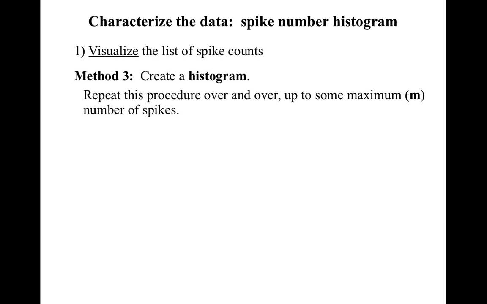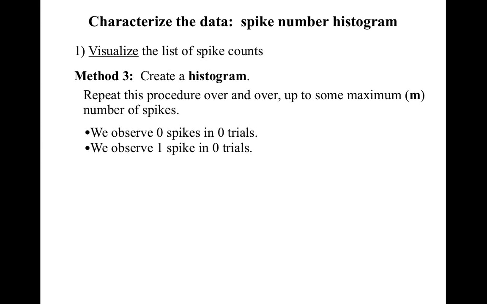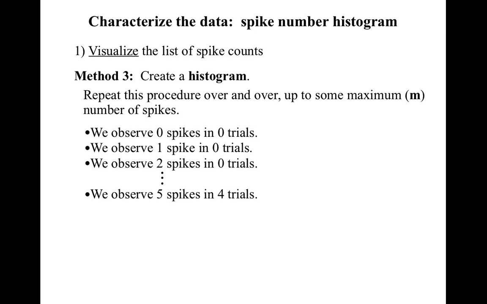Okay. So to create the histogram, we repeat this questioning procedure over and over again. Do we observe 0 spikes, 1 spike, 2 spikes, 3 spikes, and so on, up to some maximum number of spikes? Let's call that maximum little m here. And we can start reporting these results. So we found that we observed no spikes in 0 trials. We observed 1 spike in no trials, 2 spikes in no trials, all the way up to 5 spikes, which we found was in 4 trials. And then we're going to go up to some maximum m. And in this case, we might observe m spikes in x trials. And we have to figure out what we're going to choose for m and x.